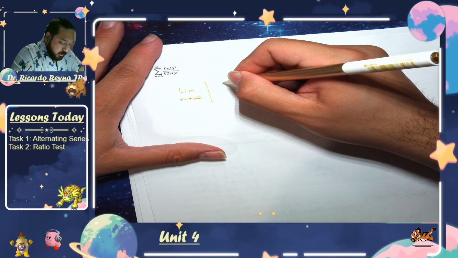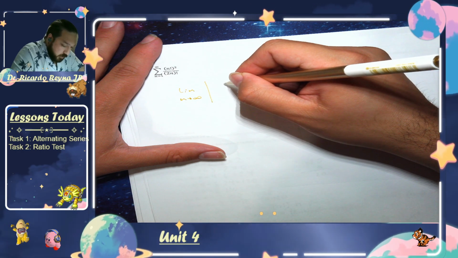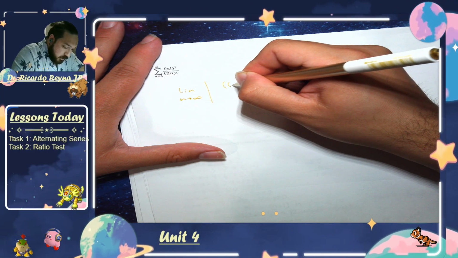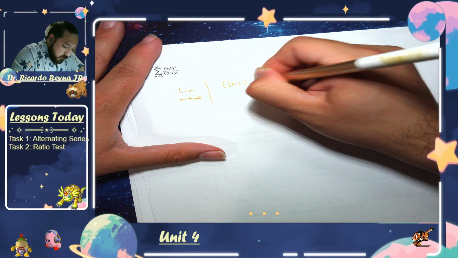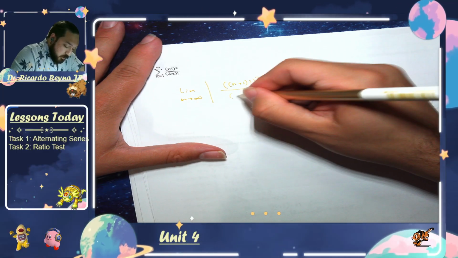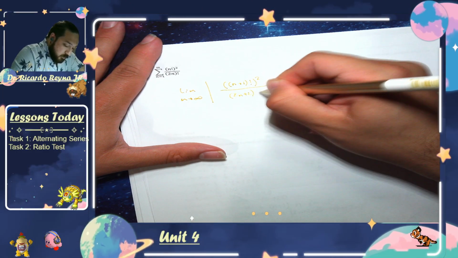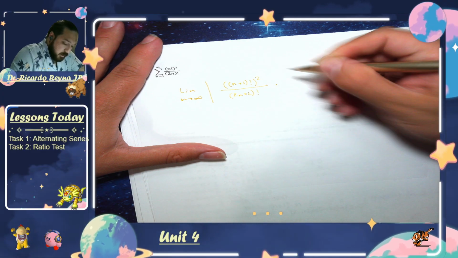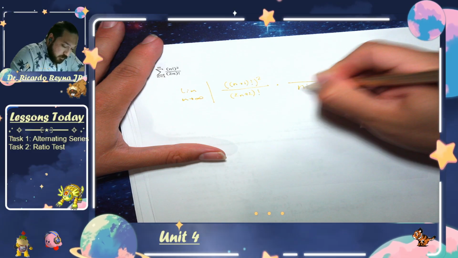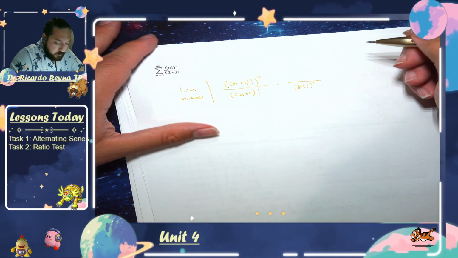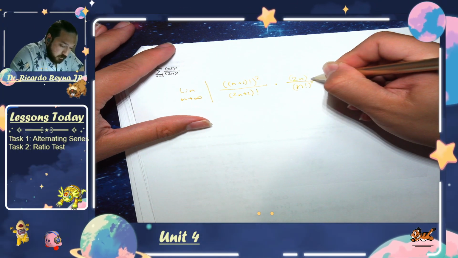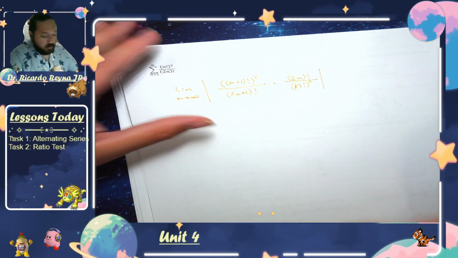Let's see. That's going to be real annoying, but I can just write it like that. We have (n plus 1) factorial squared over (2n plus 2) factorial, times (n factorial) squared, and then (2n) factorial. Okay.